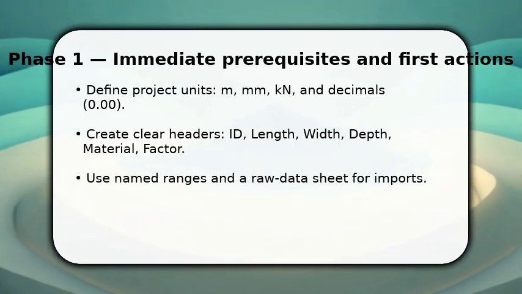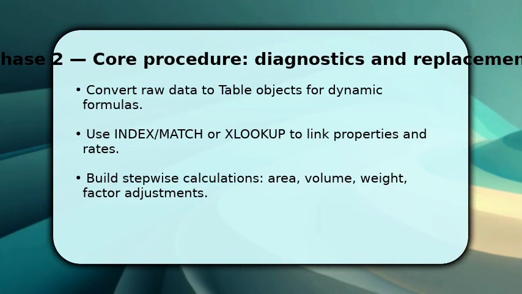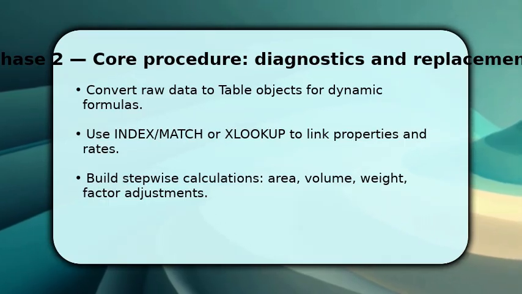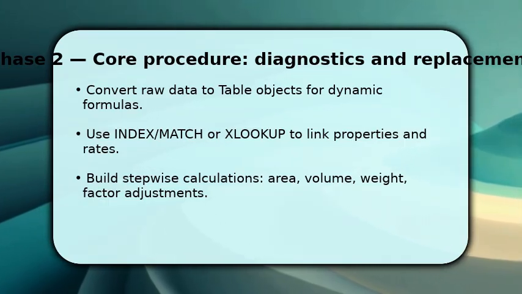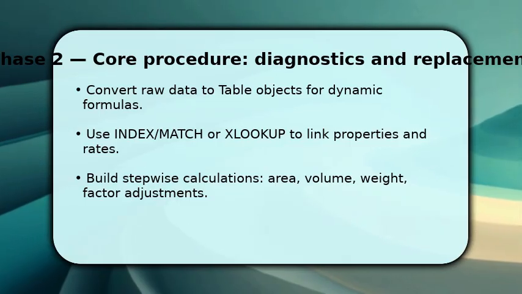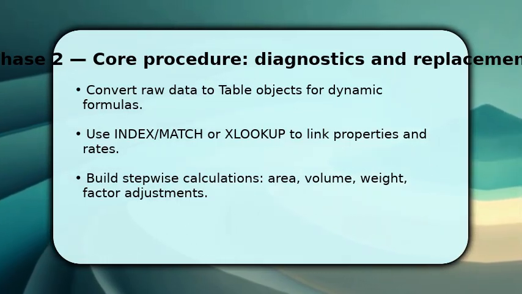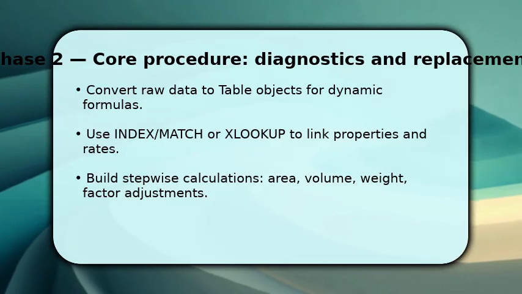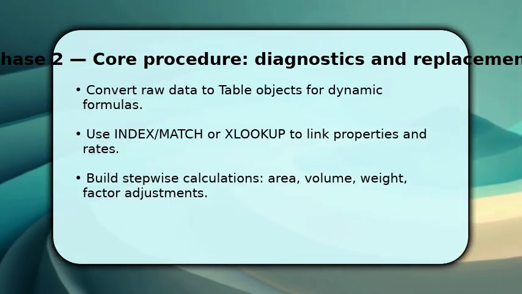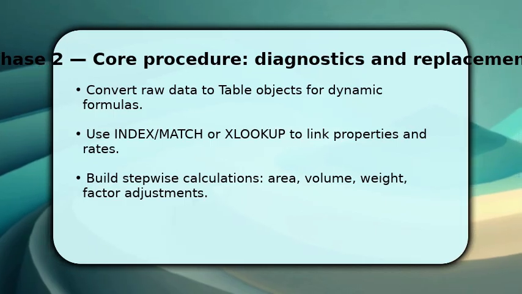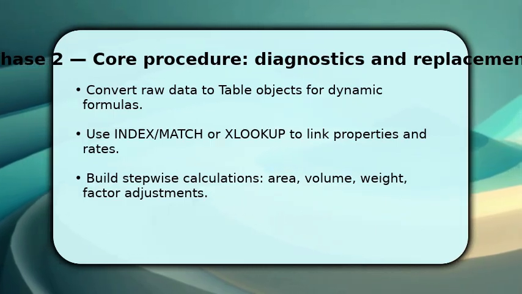You now transform data into actionable results by structuring calculations step by step. Convert ranges into tables so rows auto-expand. Then use index/match or XLOOKUP to pull unit weights, safety factors, and material properties. Calculate geometric results, area, volume, and mass in separate columns and chain them into cost or load formulas.